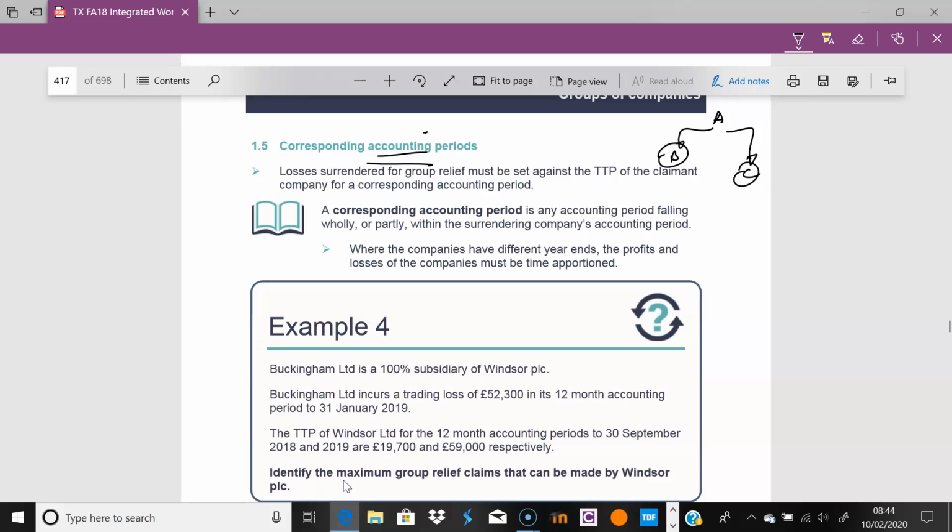If it's under 3 months, then they could just pretend they have the exact same year end. It doesn't really matter. You could add it, but for taxation purposes, we must literally work with the corresponding accounting periods. So what are we saying here? Losses surrendered for a group: if you're going to be surrendering losses for a group, you must match it with the corresponding accounting period for the parent, or rather the person who's claiming, who wants that loss. We have to match it to see how much of it we're going to give.